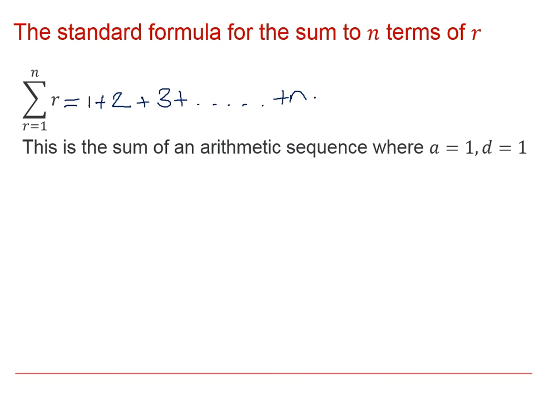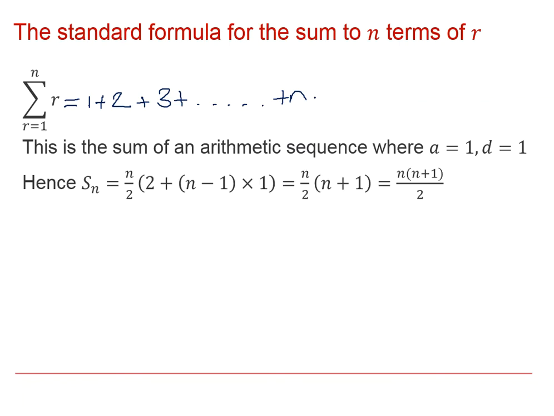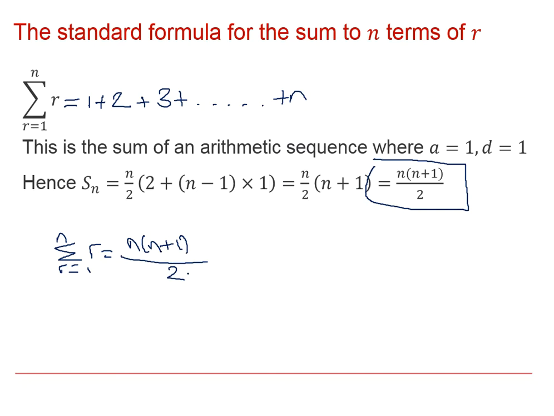Now in A-level maths you will look at sequence and series and you will learn that this is just the sum of an arithmetic sequence where a is 1 and d is 1, d being the common difference. We can use something called the sum to n terms formula and we can see that for this particular case the sum is n times n plus 1 over 2. This is a really important result. It's a standard result that you will use a lot when you are summing series. So the sum from 1 to n of r is n times n plus 1 over 2.